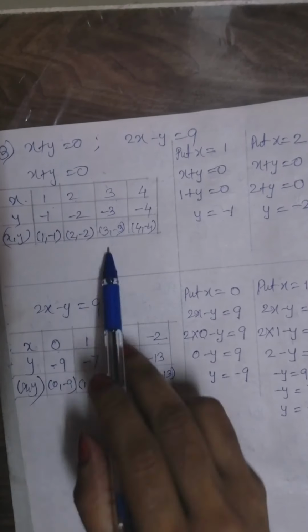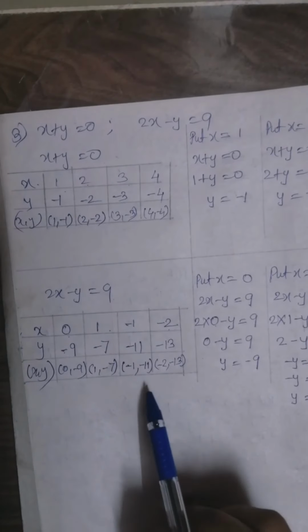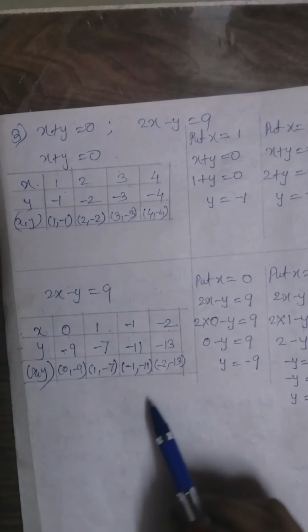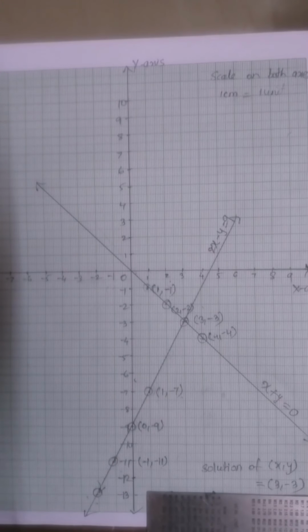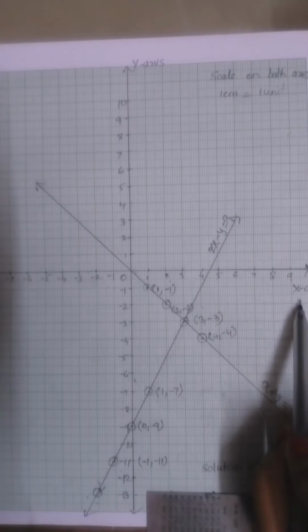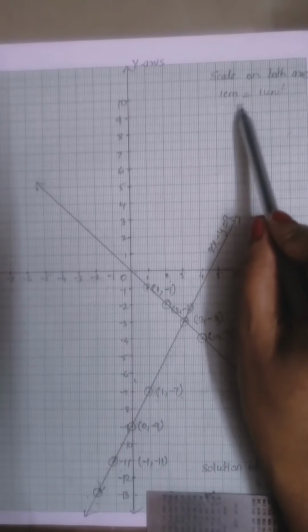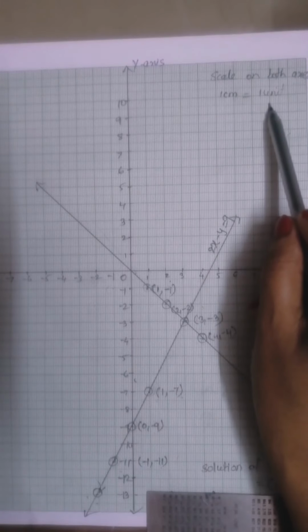Now with the help of these two tables, plot on the graph paper. Students, I have already drawn this graph, so now I will just explain where the points are intersecting with each other. First, draw the number line, x-axis, y-axis, scale on both axes, 1 centimeter equals 1 unit.